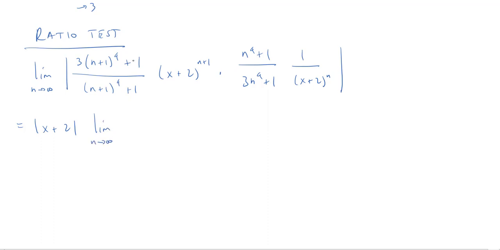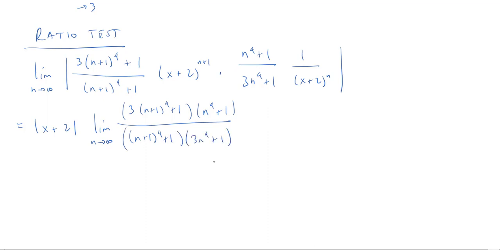All right, now what about the rest of this junk? Okay, so I don't need absolute values anymore because everything else is positive. I have 3 times (n plus 1) to the 4th plus 1, times n to the 4th plus 1, over (n plus 1) to the 4th plus 1, times (3n) to the 4th plus 1.